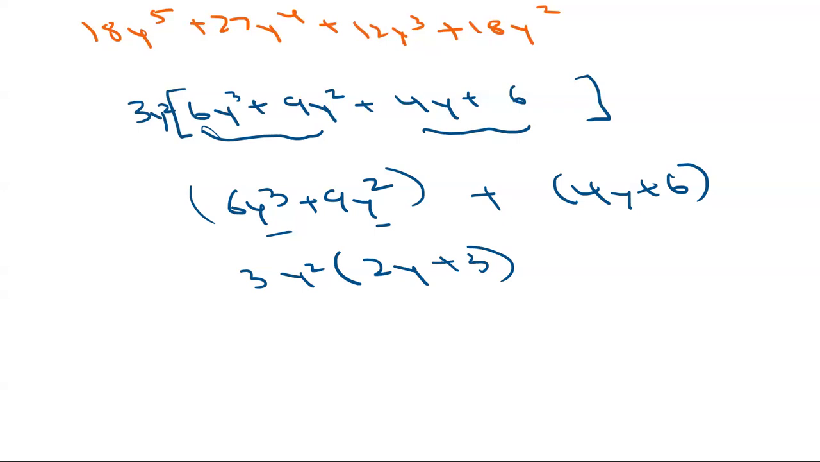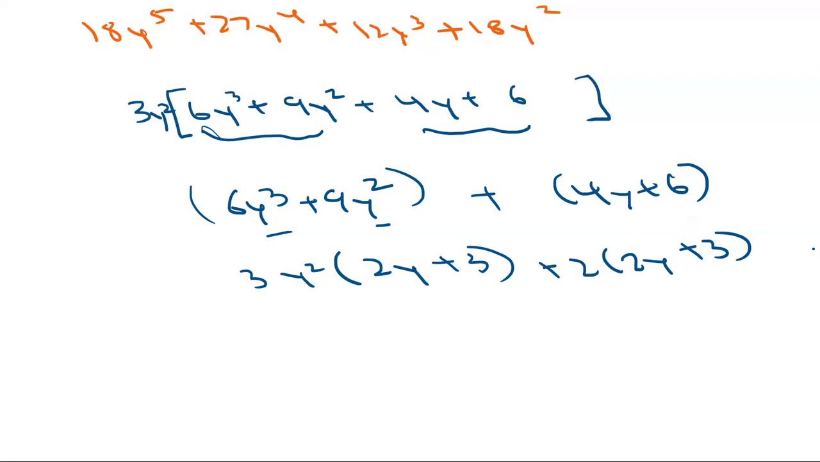3 times 2 is 6. Y squared times y is y to the third. 3 times 3 is going to give us 9. Okay? And then, of course, we have the y squared. So we're good. Okay? How about this one on this side? What can we take out there? What's the greatest common factor between 4y and 6? A 2. Good. Okay? So, going to take out a 2. So that gives us 2y plus 3, right? Because if I multiply, I get 2 times 2y is 4y, 2 times 3 is 6.